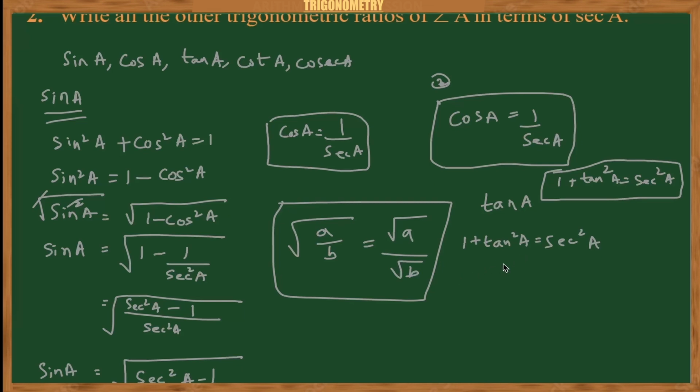Let's simplify it further. Tan square A is equal to secant square A; bring this 1 to this side and it becomes minus 1. We want it not in terms of a square, so if there is a square you can put a root here. Simplifying, tan A is equal to the root of secant square A minus 1.